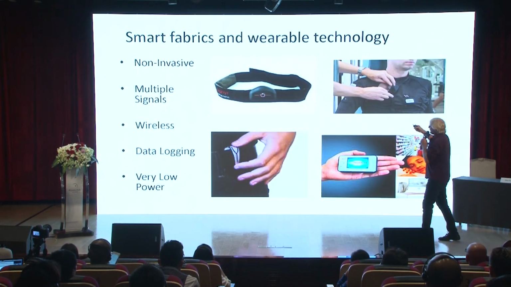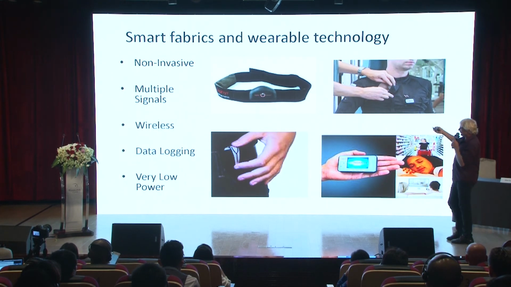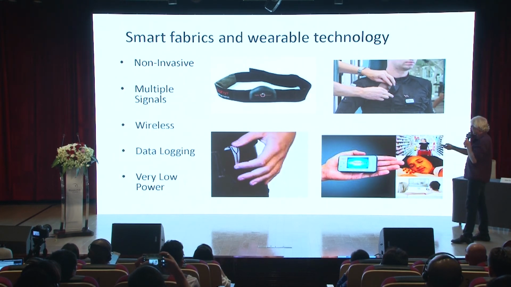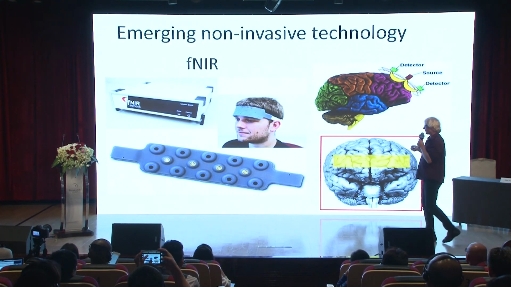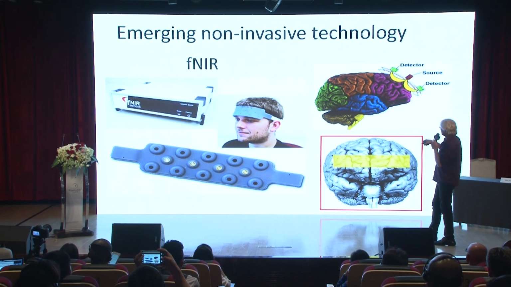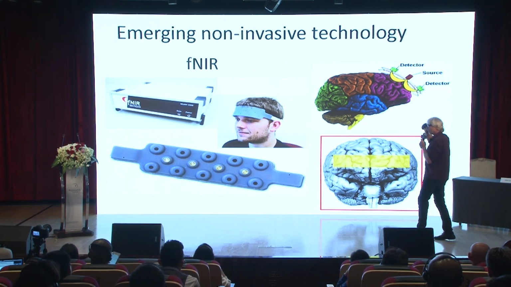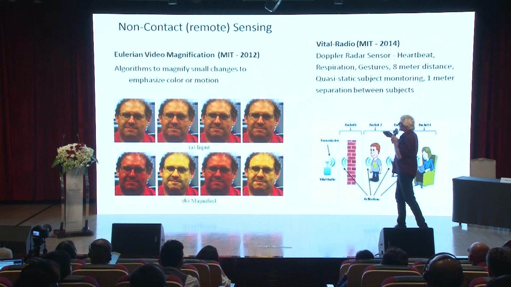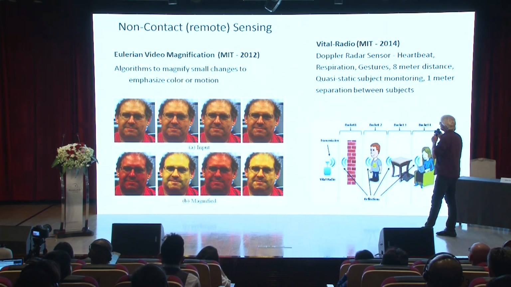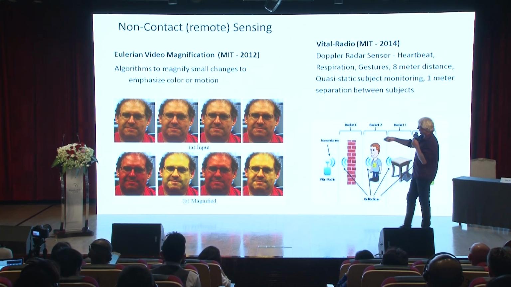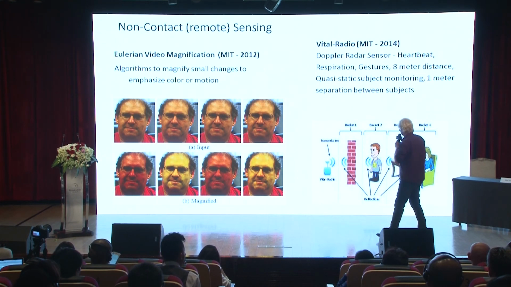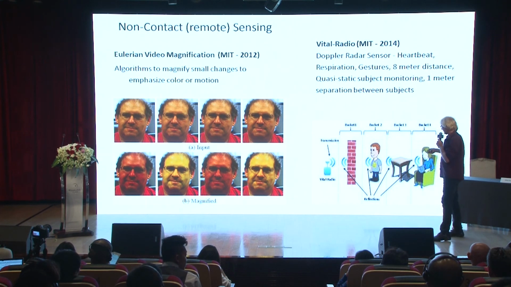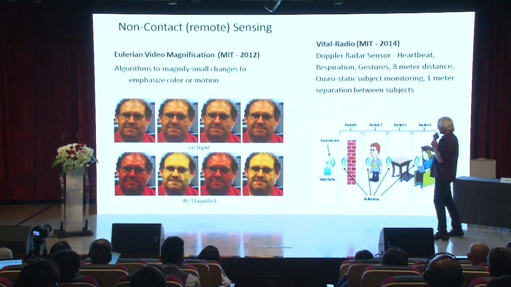And there's a movement to wearable technology, which Jeffrey had a marvelous slide on. And then emerging technologies like functional near-infrared imaging, which is like a poor man's MRI. It looks at blood flow in the brain. And then new work at MIT, imaging where it can use cameras to detect changes in blood flow and heart rate. And then also microwave Doppler radar systems that can measure respiration and heart rate at a distance with multiple people in the same room.